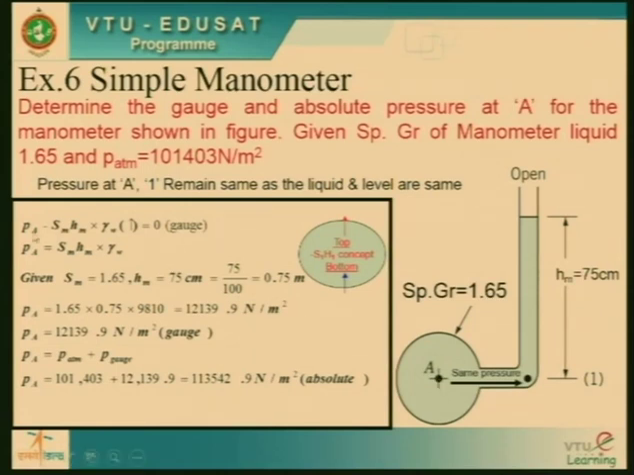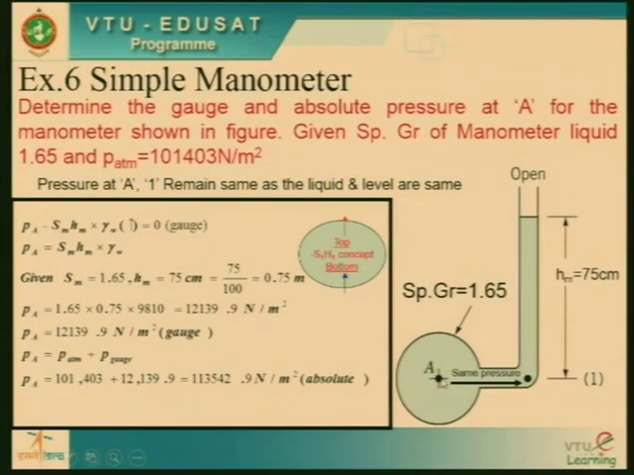PA is the intensity of pressure at A. From this point, I am travelling at the same pressure up to this point. There is no variation of water head level. From this point to this point, inside the tube, same liquid, same level. So, we can say the intensity of pressure at A and intensity of pressure at 1 is the same.